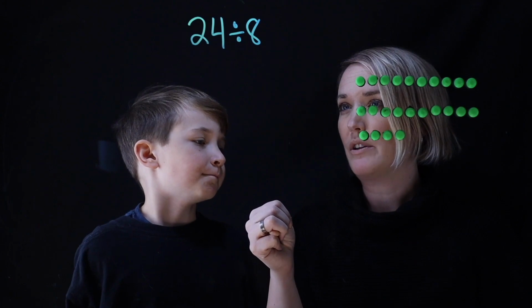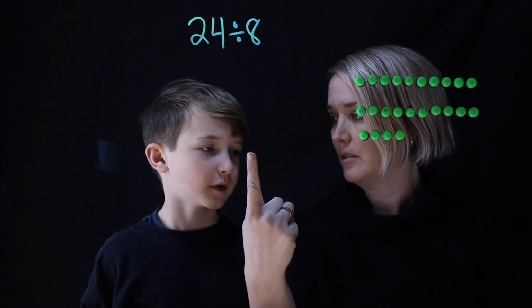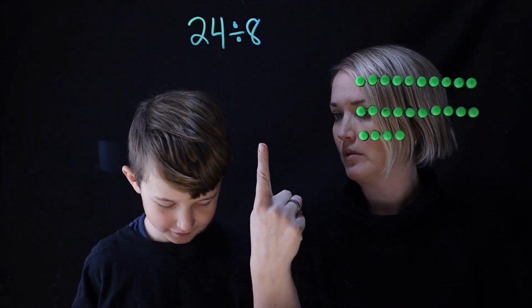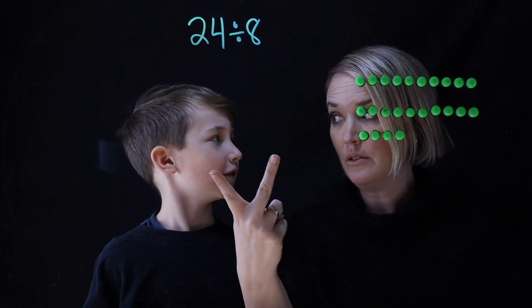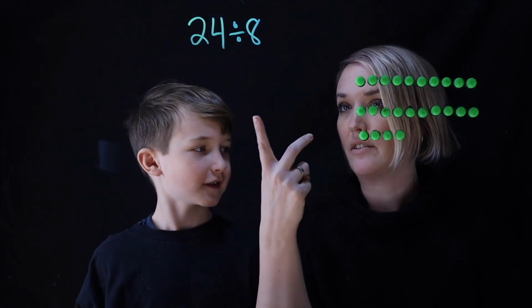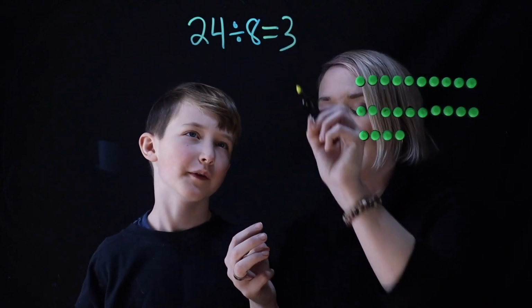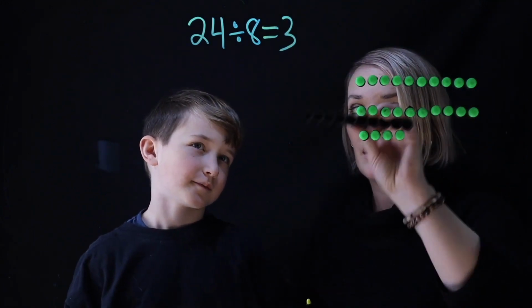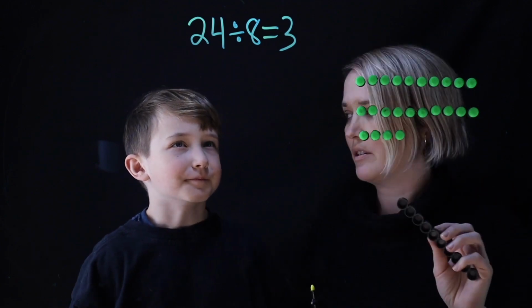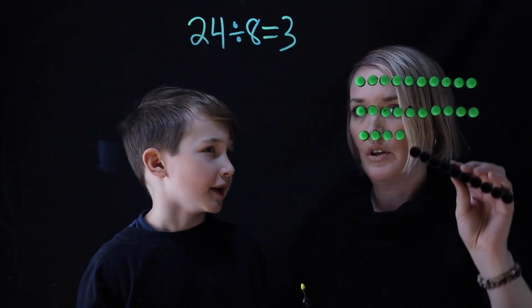So you go 24 divided by 2. Which is 12. And then divided by 2. Which is 6. And then divided by 2. Which is 3. Okay, so the answer is actually 3. But what you did was you split this 24 into 8 equal groups. Yeah. So let's show them.